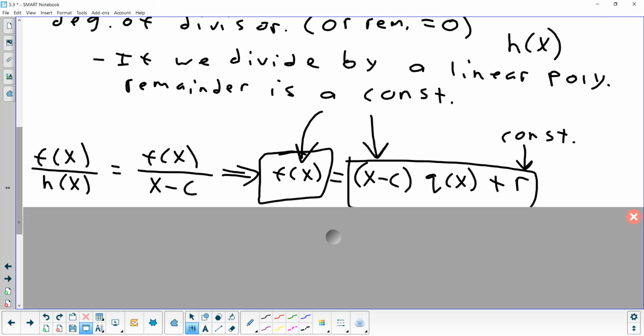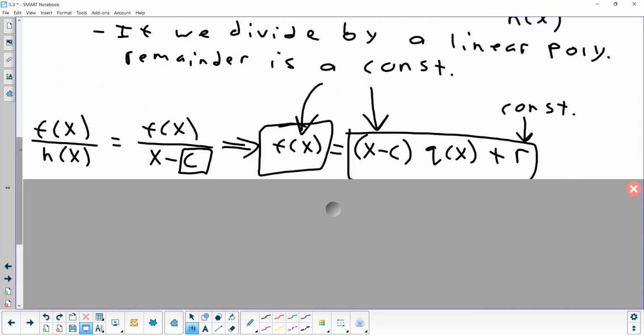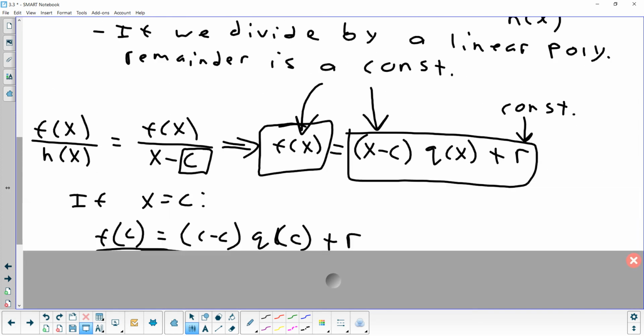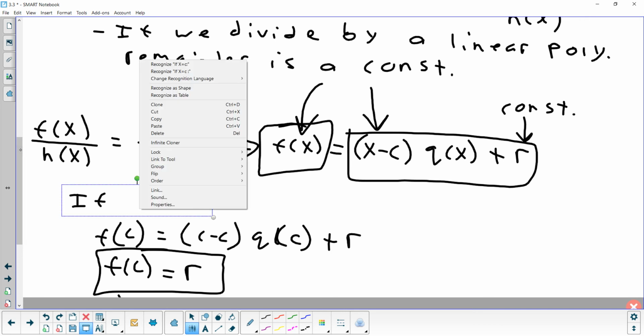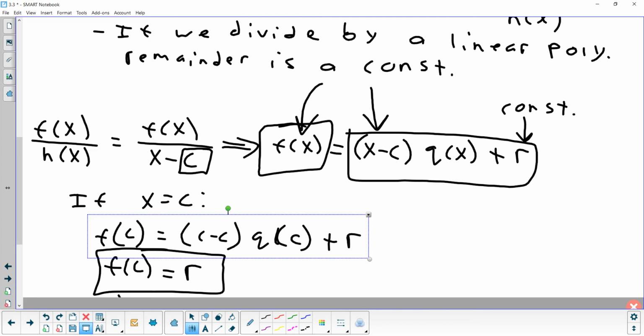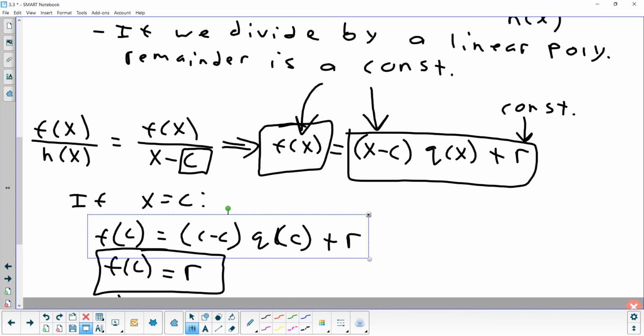If you plug in positive c, in other words, if you plug in the number after the minus sign into the formula for the dividend, it will automatically give you the remainder. So if you plugged in positive c for x, just replace x with c, you would have f of c equals, replace x with c, c minus c times q of c plus r. I don't care about the quotient, because what am I going to be multiplying the quotient by? That basically wipes it out.